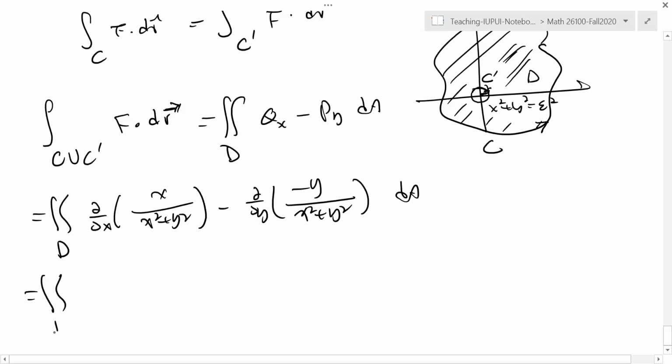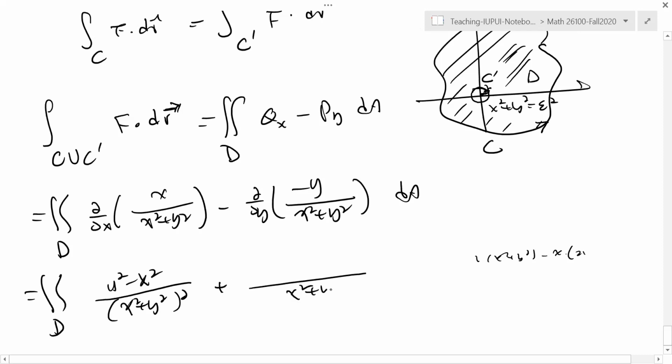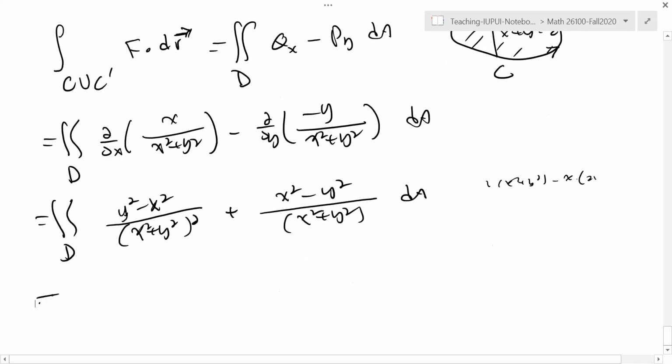So we differentiate. I get x squared plus y squared, squared, in the denominator. The numerator will be 1 times x squared plus y squared minus x times 2x. So that's going to be y squared minus x squared. And similarly, you will get x squared minus y squared, dA. So this is going to be canceled out. It's always equal to 0.